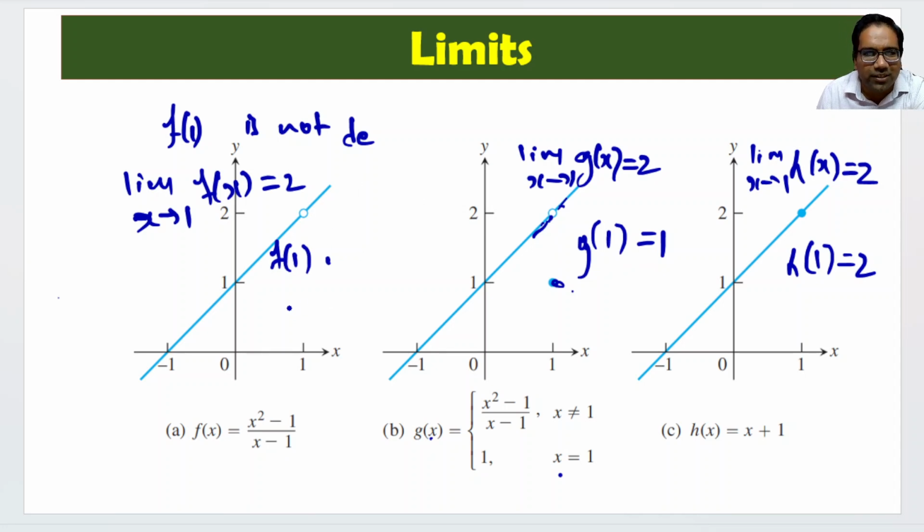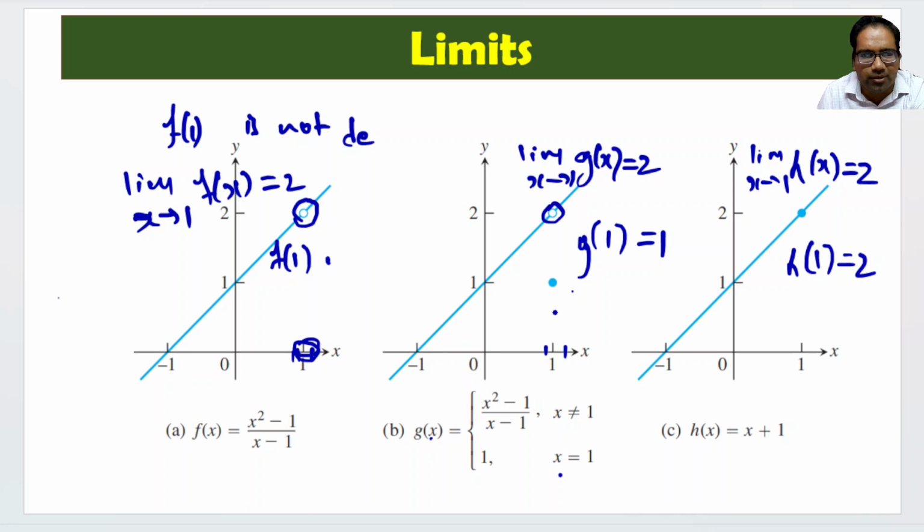Please note the difference between first and second one. Here, f of x is as close to 2 as possible for all the x's which are close to 1, whatever the x's in this range. For all of these values, the y's are very close to 2. So they look like they are approaching 2. Here also, they are approaching 2. So that's why the limit is 2.